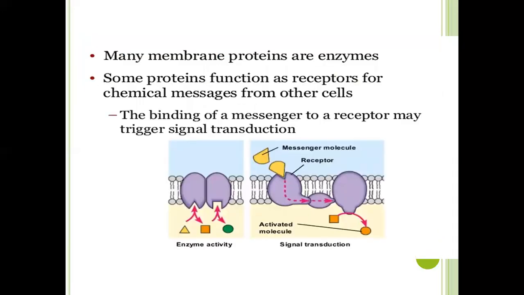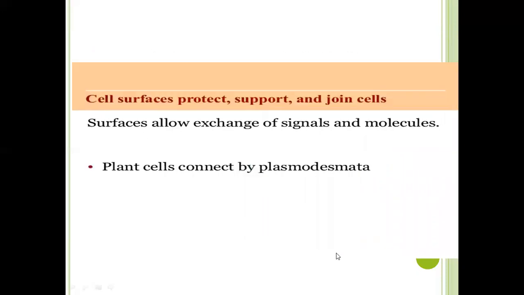Many membrane proteins are enzymes. Some proteins function as a receptor for chemical messages from other cells. The binding of messengers to a receptor may trigger signal transduction. This is the enzyme activity. These are the messenger molecules. This is the receptor molecule which activates molecules. This function is called signal transduction.